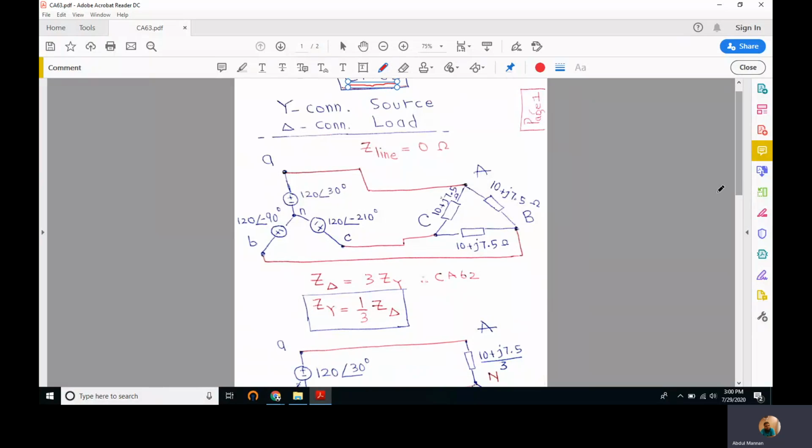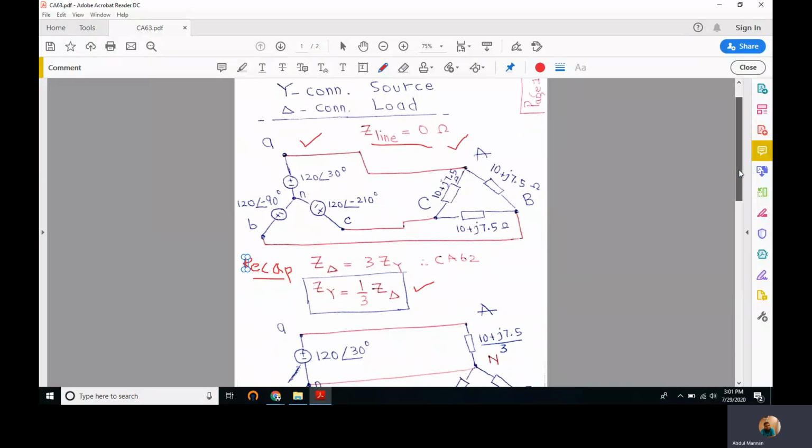In our last lecture, we studied, as a recap, that Z delta can be written as 3 times Zy, or Zy can be written as 1 over 3 times Z delta. Here we have a Y-connected source and a delta-connected load, whereas Z line is given to be 0 ohms for your convenience.